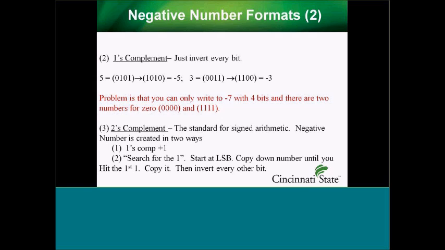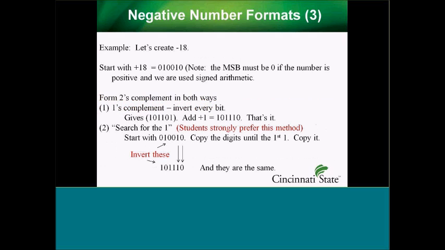And I say that there are 2 techniques for doing it, which are usually specified in the book. You do the 1's complement plus 1, or you do the so-called search for the 1 technique, which is where you start at the least significant bit, copy down the number until you hit the first 1, copy that 1 down, and then invert every other bit. They get the example here for -18. If you have +18, note that the most significant bit must be 0 if the number is positive. If you do the first technique, which is the 1's complement, you flip all the bits over, and then you add 1.